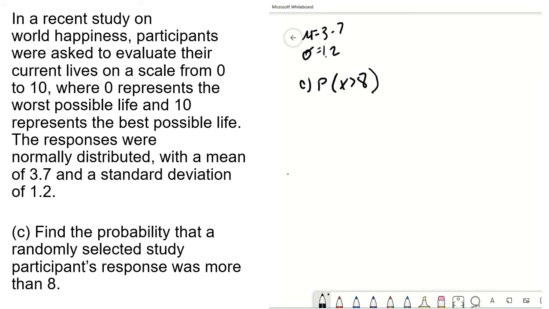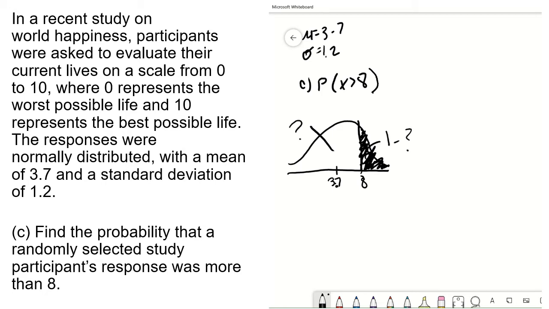Now we want to find the probability that it's greater than 8. So again, we have 3.7 in the middle. 8 is somewhere way up here, and we want greater than. So the first time in this set of questions, we want the right-hand probability. What Excel is going to give us is this part over here. So we'll have to do 1 minus whatever we get to be able to translate it. So it's good to sketch it out before you go to Excel and calculate, just to make sure you're finding what you think you're finding.